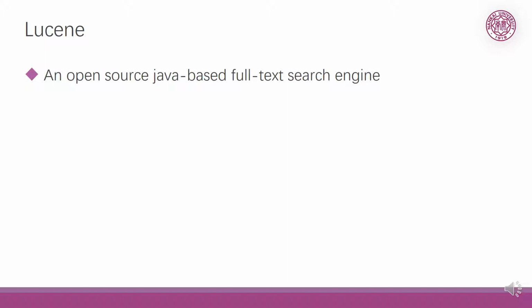Its simple application programming interface makes it convenient for software developers to achieve full-text search function in the target system. Lucene has a highly optimized inverted index structure, which can greatly improve the retrieval efficiency. Next, I will illustrate how Lucene works.